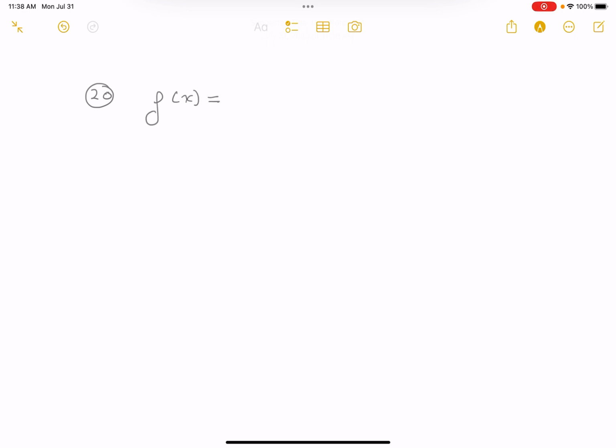And that polynomial is x to the fourth, minus 2x cubed, minus 3x squared. And then you're given plus 10x, and then you're given minus 10.